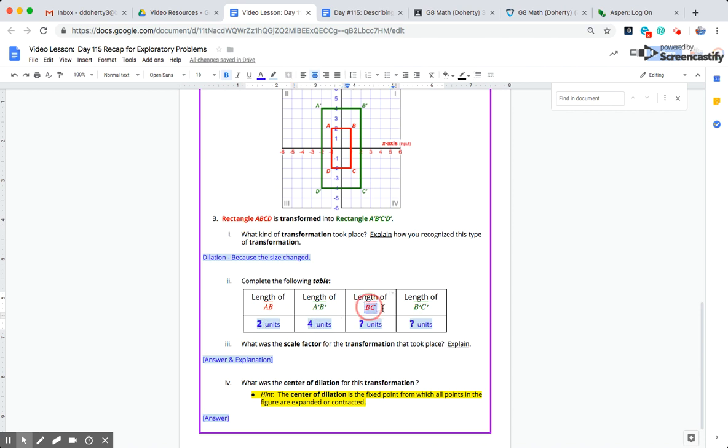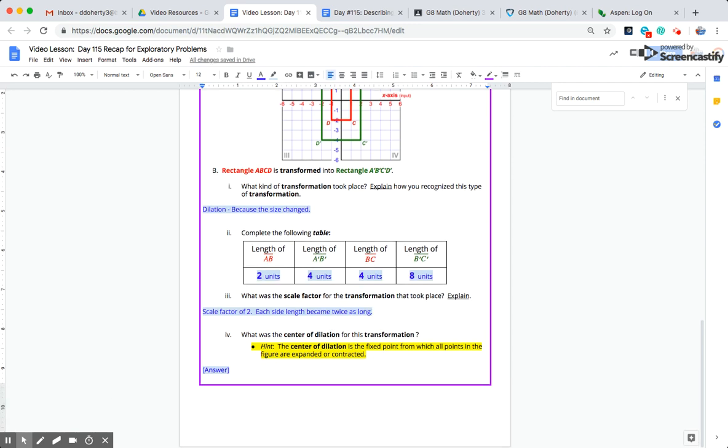The original BC, the red BC, is 1, 2, 3, 4 units long. And then we see the new BC up at positive 4, all the way down to negative 4. 4 and 4 gives us a total of 8 units for the new BC. So when we're asked what was the scale factor for the transformation that took place, we see scale factor says each side length, what happened to it? We multiplied it by a factor of 2. Each side length became twice as long.